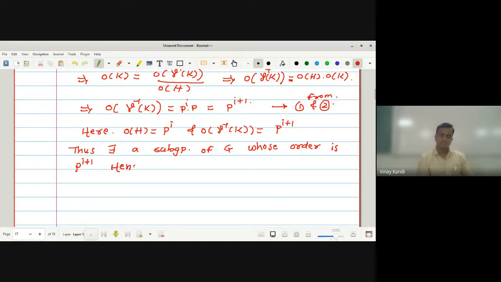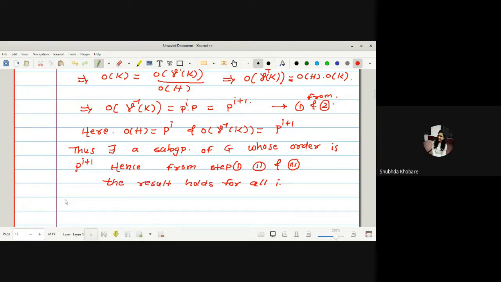Hence, from step 1, 2, and 3, by mathematical induction we prove it for I plus 1. The result holds for all I. Okay, any doubt?